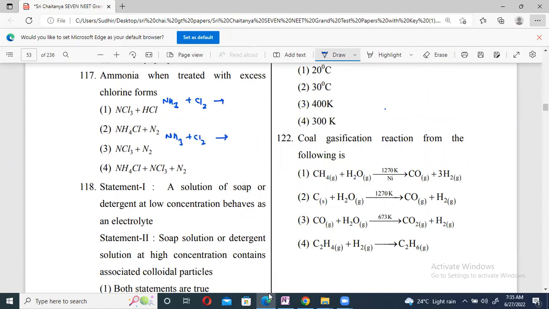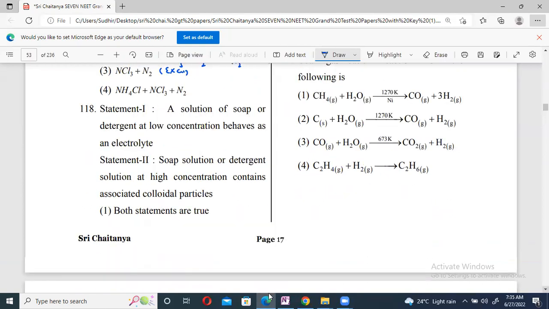I will tell you, if chlorine is in excess, I will get NCl3 plus 3HCl. And sir, if ammonia is in excess, I will get N2 plus 6 moles of ammonium chloride. Right? Now he says that chlorine is in excess, NCl3 and HCl. Option 1 is correct. Then come for the 118.